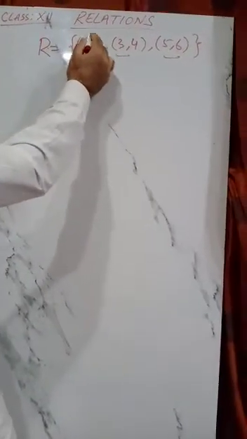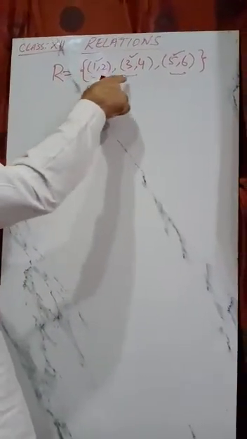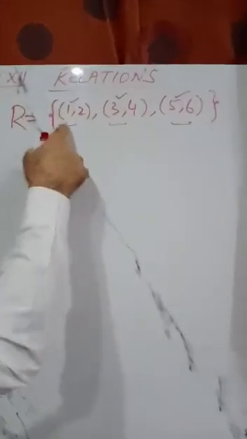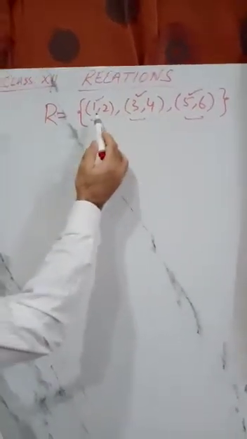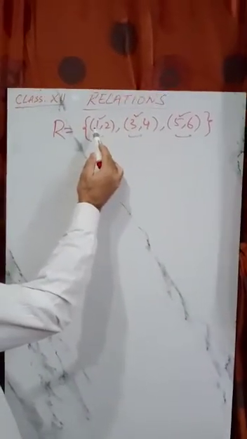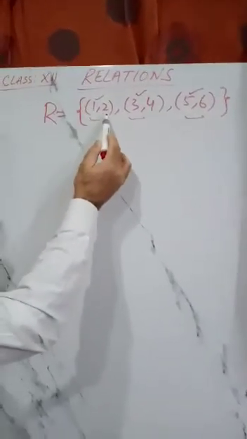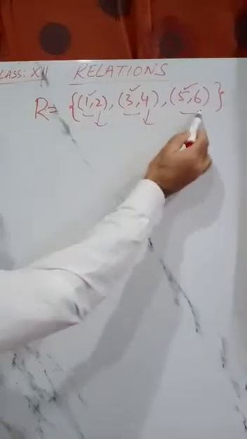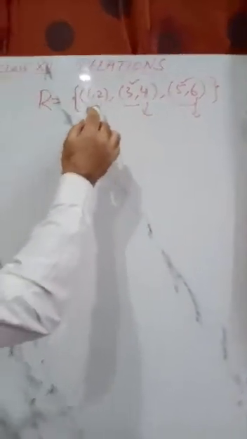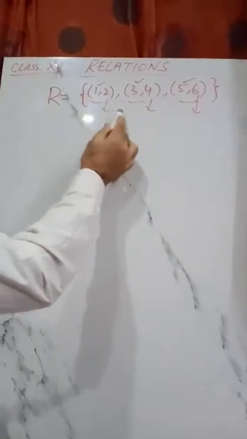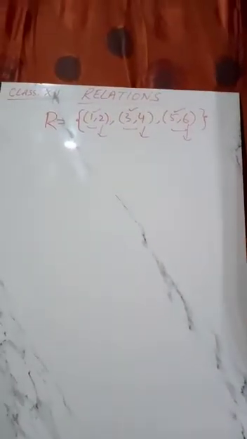here 1, 3 and 5 are the initials, or you can say the first elements of the ordered pairs. 1, 3 and 5 are the first values of the ordered pairs, and 2, 4 and 6 are the next, that is the second values, or you can say second elements of the ordered pairs.